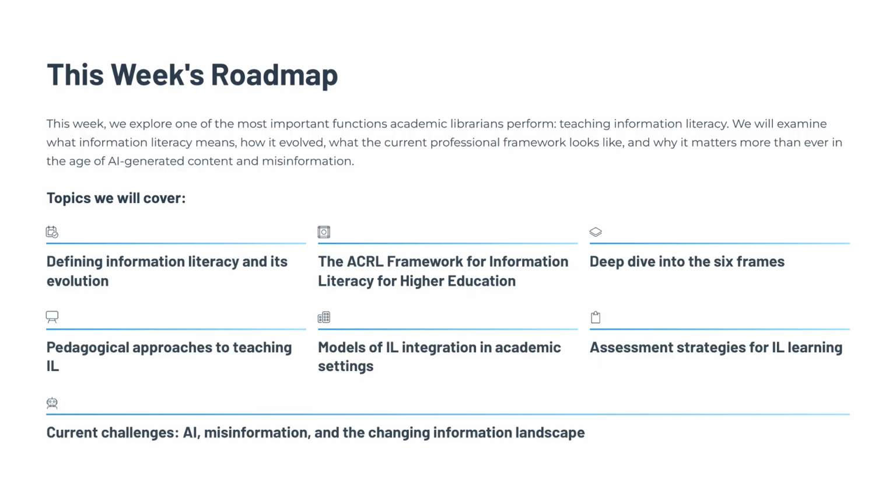We're going to start by defining what information literacy actually means, and I promise you it's broader than you might think. Then we'll trace how the concept evolved over more than a century, from basic library instruction in the 1800s all the way to the ACRL framework that guides the profession today. We'll do a deep dive into all 6 frames of that framework, because you need to know these inside and out, not just for this course, but for your careers.